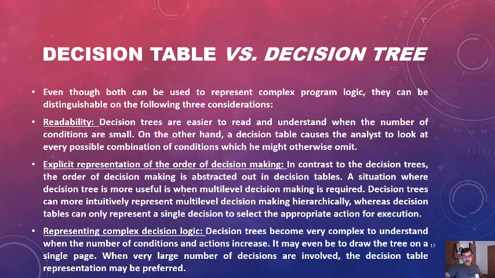The decision tree becomes very complex to understand as the number of conditions and actions increases. If it is a large problem, with too many conditions and actions, then the decision tree is very complex. You cannot fit the whole decision tree on a single page. When a very large number of decisions are involved, the decision table representation may be preferred. Okay, so these are some pros and cons of the decision table and decision tree. And thank you very much.